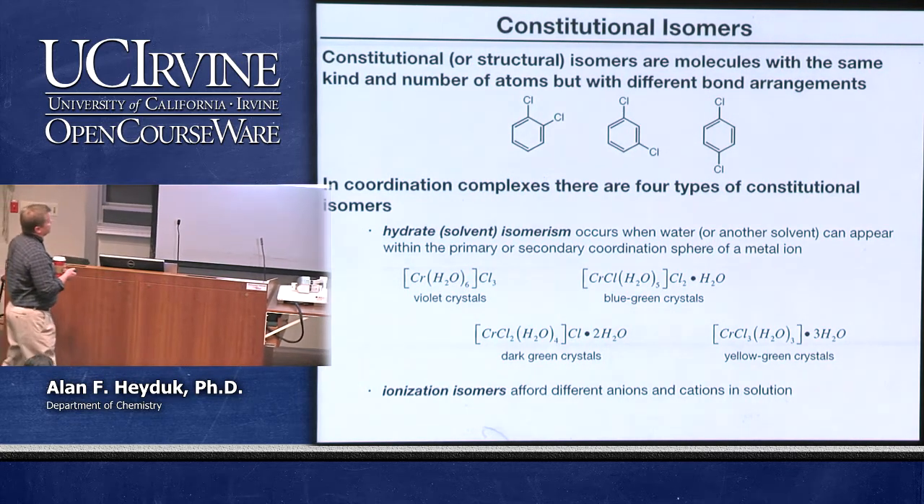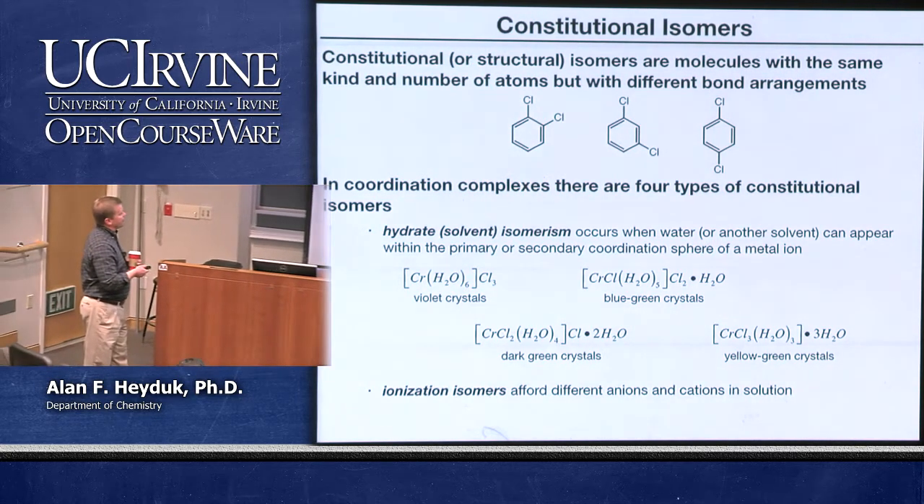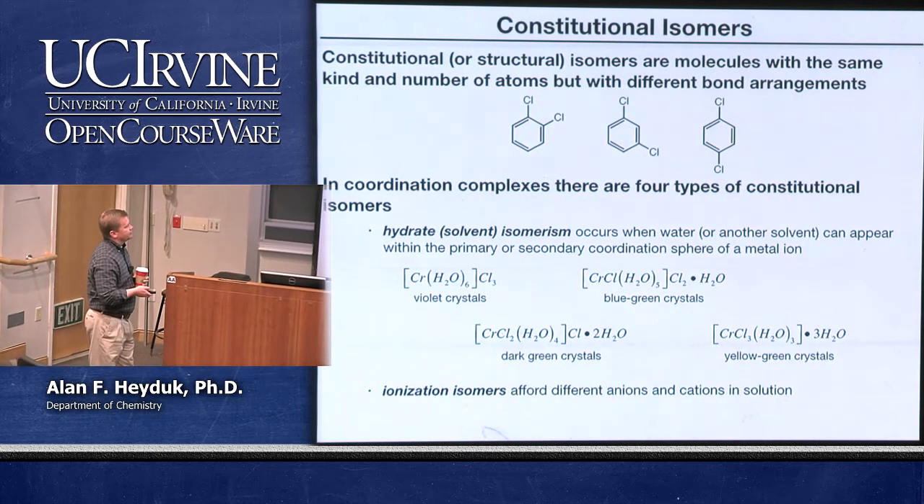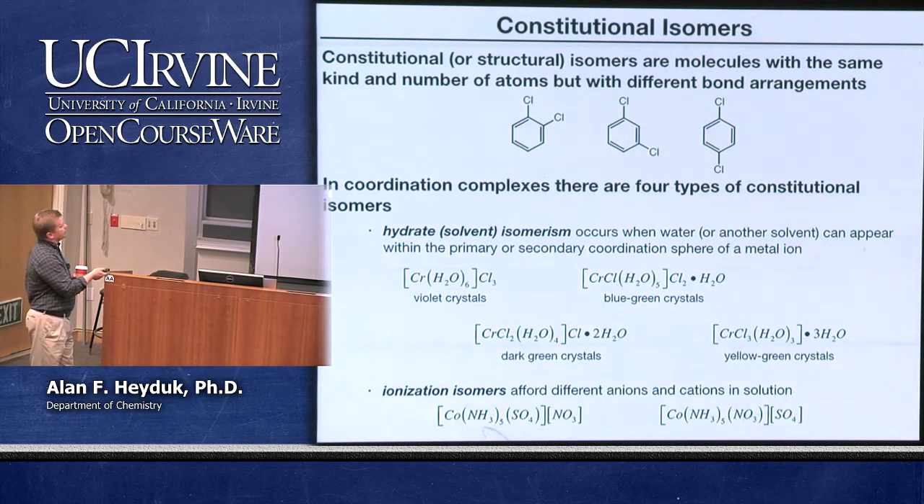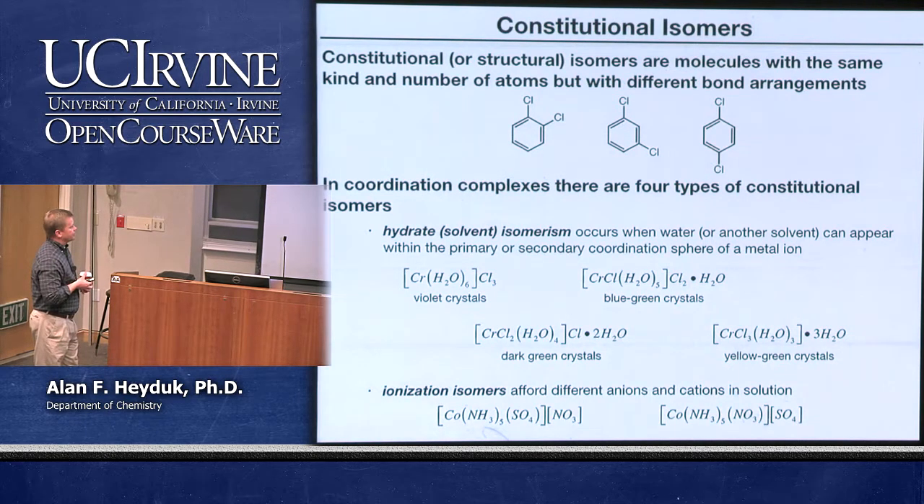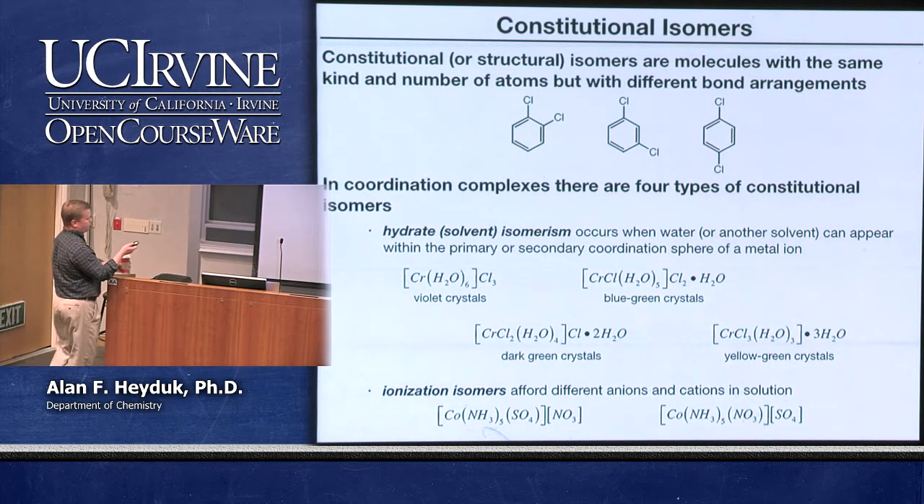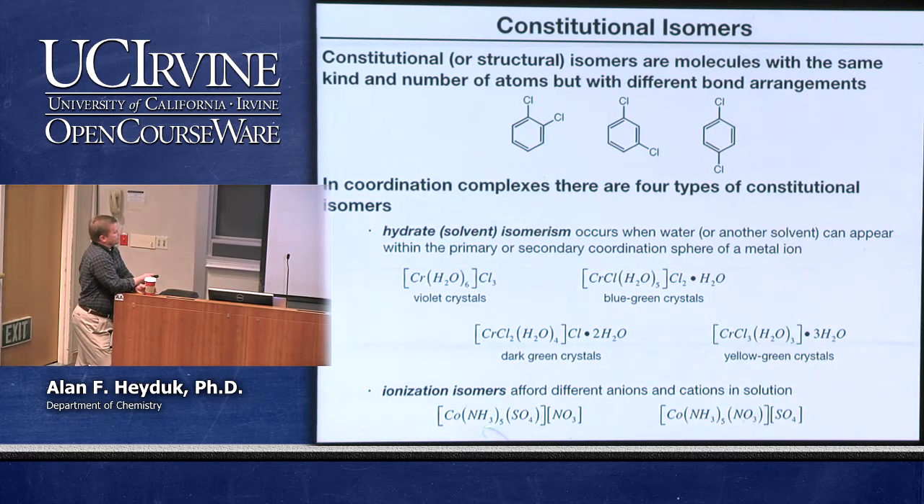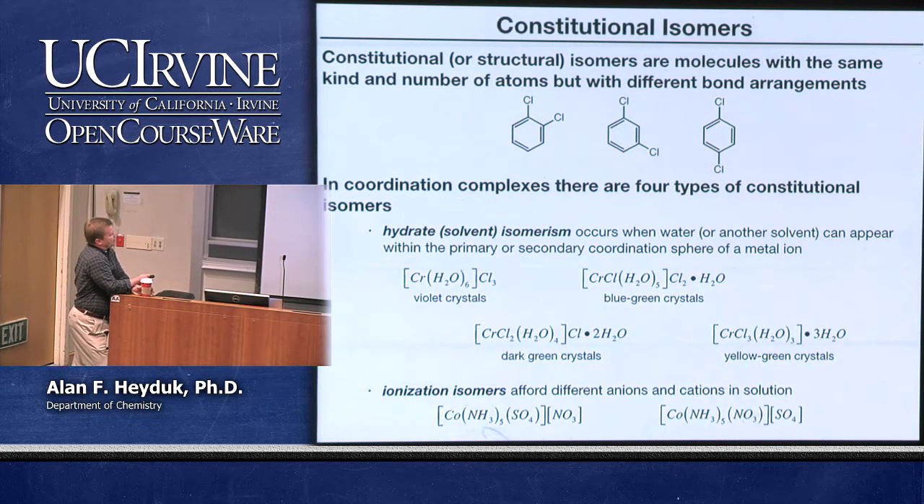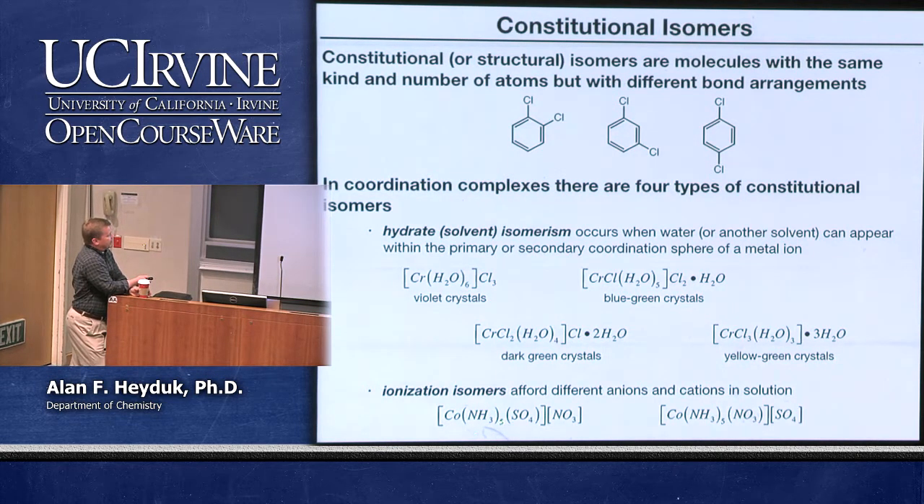So a second type of coordination or constitutional isomer are ionization isomers, and these are for different anions and cations in solution. And so really, in some ways, they're very closely related to these hydrate isomers. There's two examples shown here, and you can see we're playing the same game. The complex on the left, you have cobalt, you have 5 amine ligands in the primary coordination sphere and a sulfate. The counterion there's 1 nitrate as a counterion.